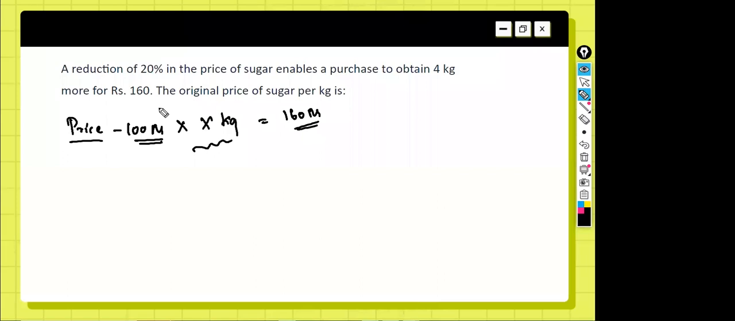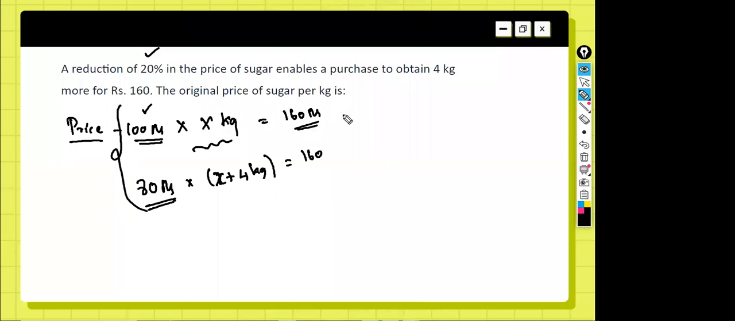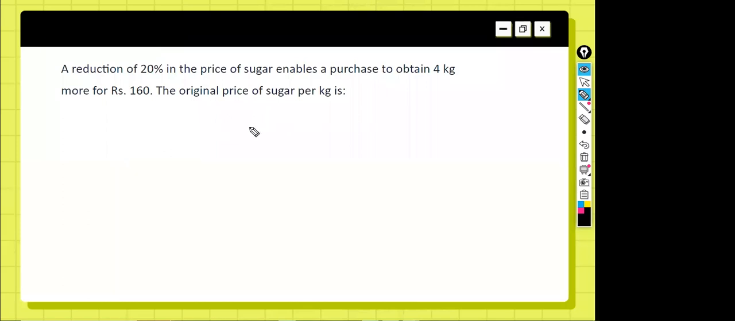Next day, there is a reduction in the price, which is 20%. So a 20% reduction in price will make the price 80 rupees. For 80 rupees, the person is actually getting X plus 4 kilograms for the same 160 rupees. But we really don't know what the actual price is, 100 rupees or 80 rupees. These problems can generally be solved in multiple ways. I'll just tell you the easiest method of solving this problem.